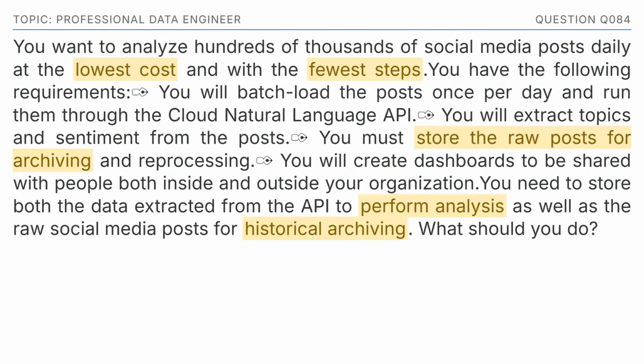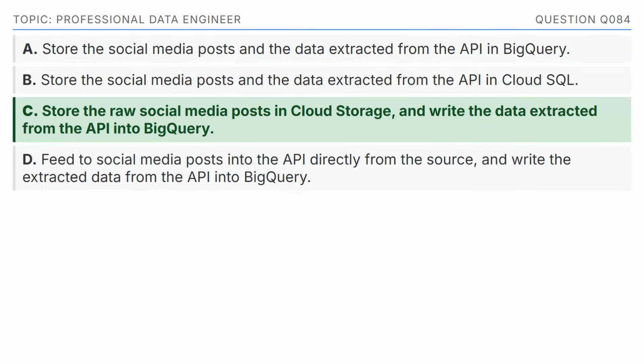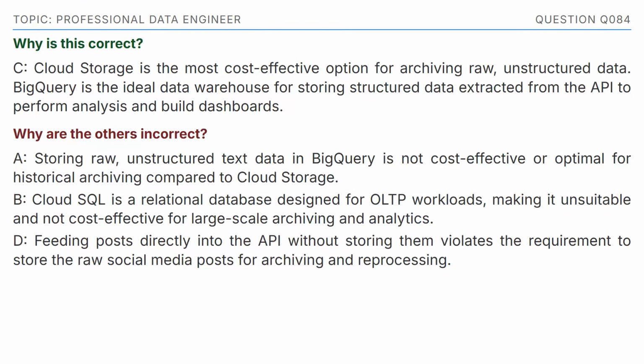To arrive at the correct answer, we focus on the keywords: lowest cost, fewest steps, store the raw posts for archiving, perform analysis, historical archiving. Correct answer is option C, store the raw social media posts in Cloud Storage, and write the data extracted from the API into BigQuery. Why is this correct? C. Cloud Storage is the most cost-effective option for archiving raw, unstructured data. BigQuery is the ideal data warehouse for storing structured data extracted from the API to perform analysis and build dashboards.